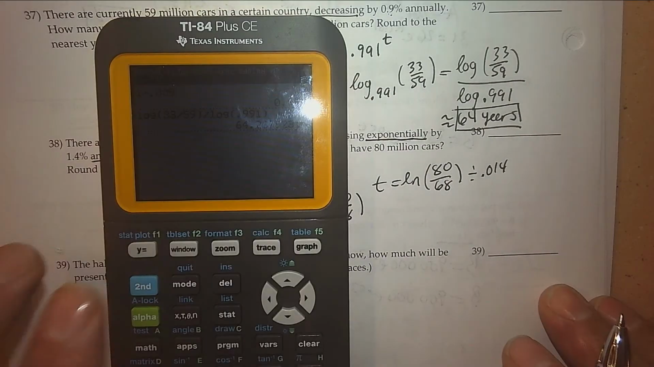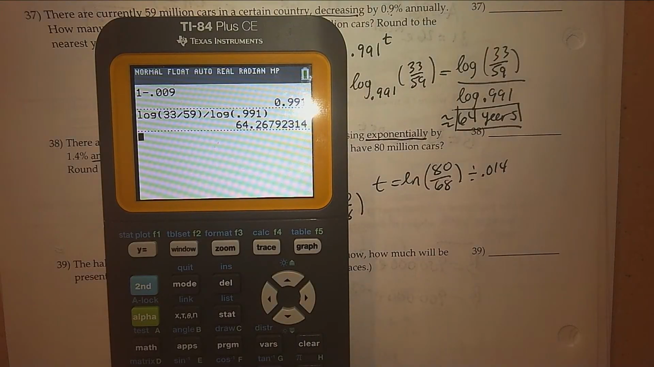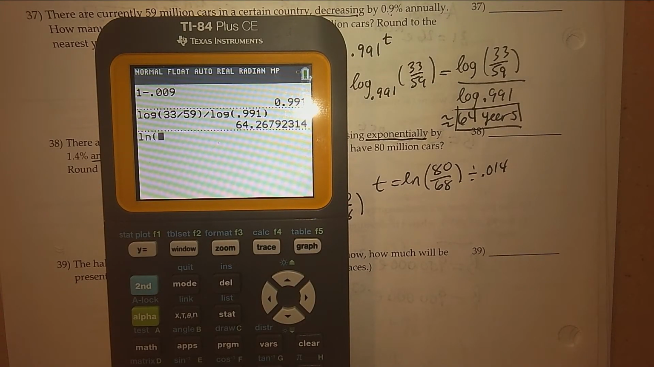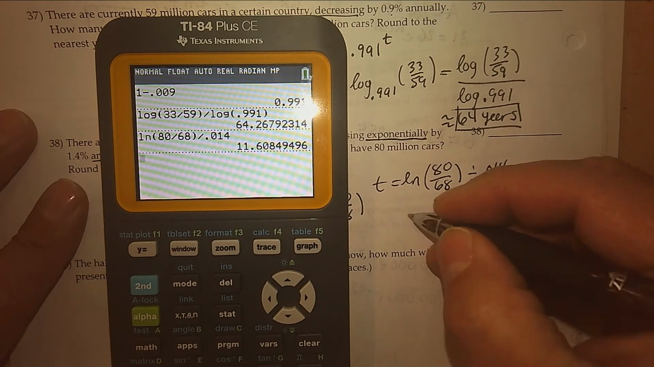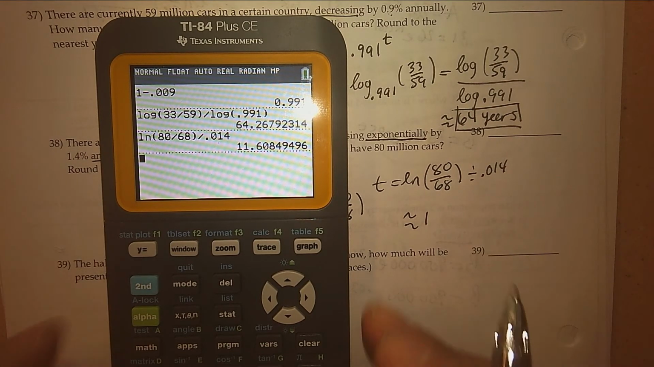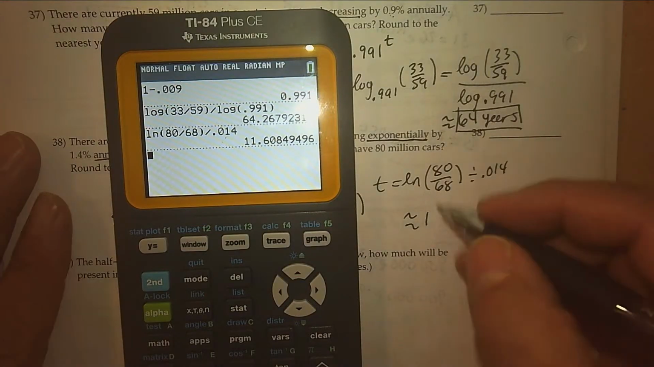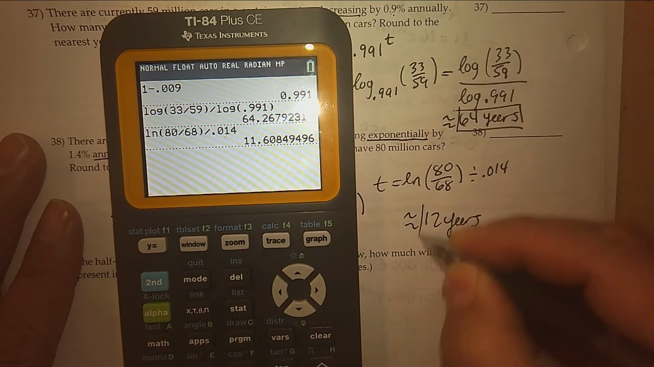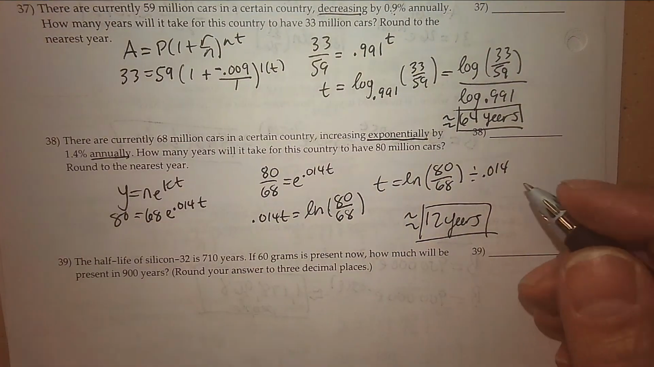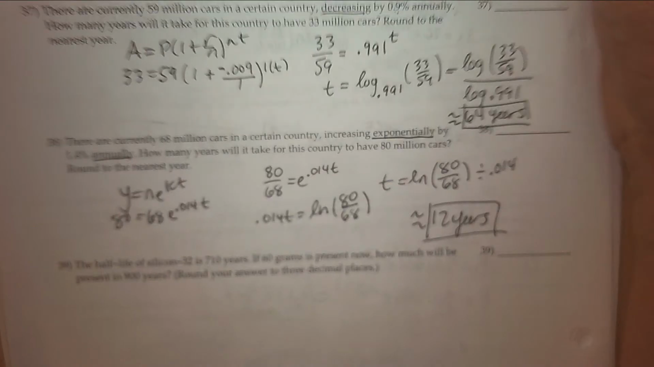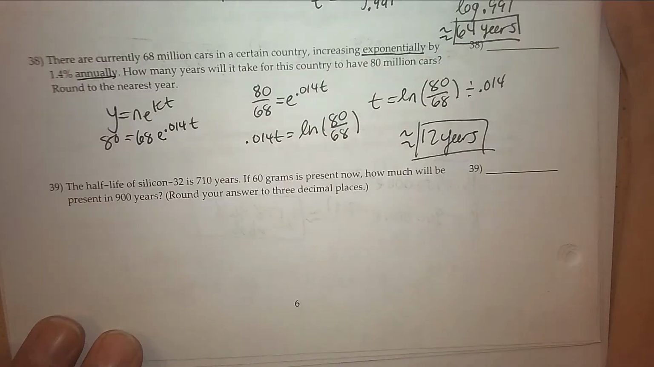So that's what I'm going to do right now. So ln of 80 divided by 68, and divide that by 0.014. And how many years approximately? It says round to the nearest year, so that would be 12 years. That's how many years it would take for them to get 80 million cars.